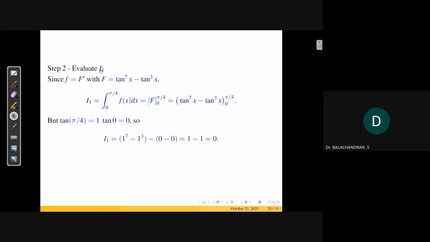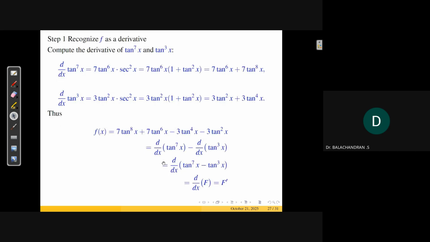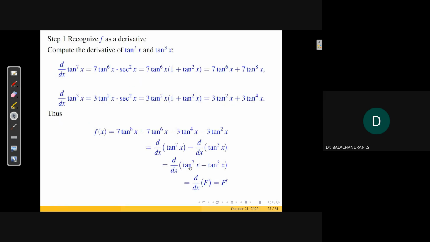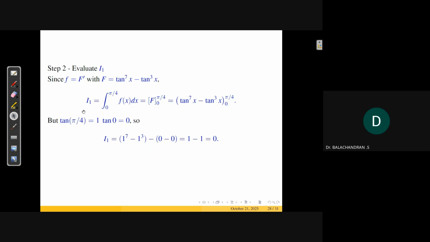Now I'm going to calculate I1. What I told in the previous slide is that small f is equal to capital F dash, where capital F is tan power 7x minus tan cube x. I1 is the integral from 0 to pi by 4 of f of x dx. If you integrate small f, you will get capital F, which is tan power 7x minus tan cube x. The limit is from 0 to pi by 4.